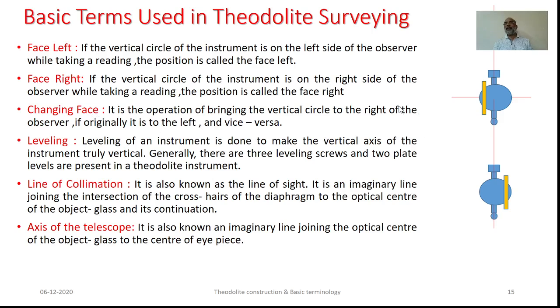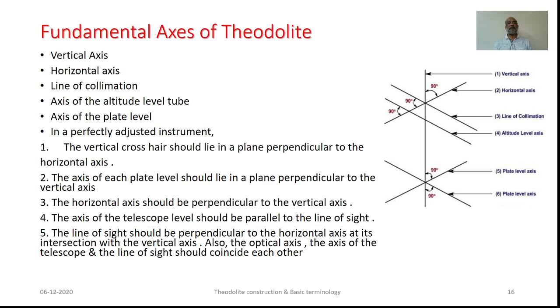Leveling is associated with making the axis of the plate level horizontal. This operation is very similar to the leveling aspects that we discussed for the level. Also, the line of collimation and the axis of the telescope have the same terminology that we discussed previously.